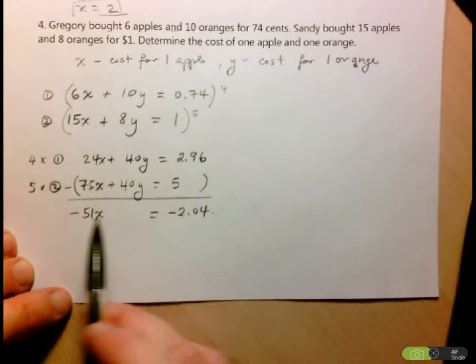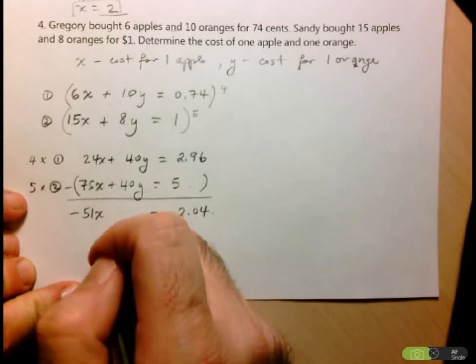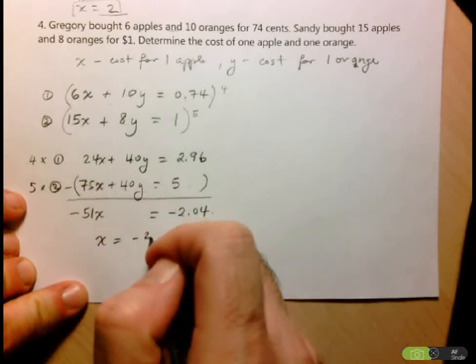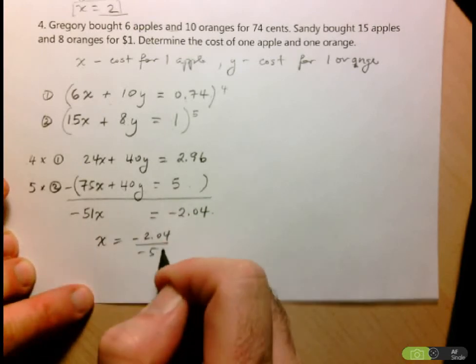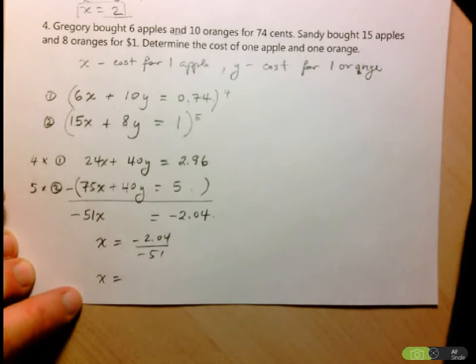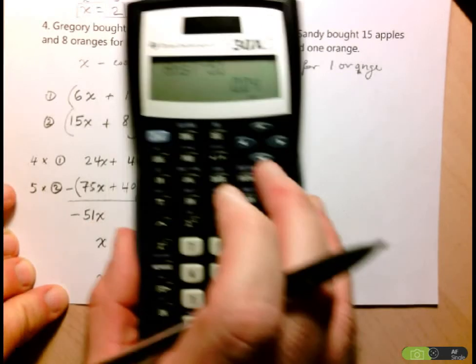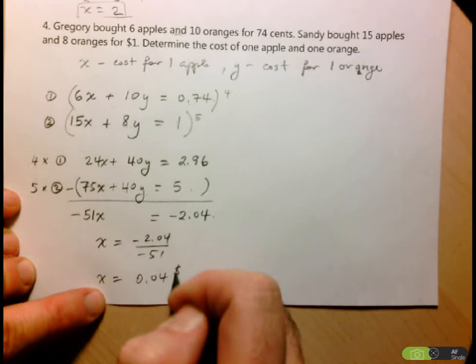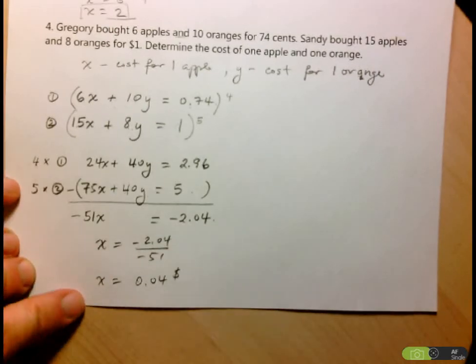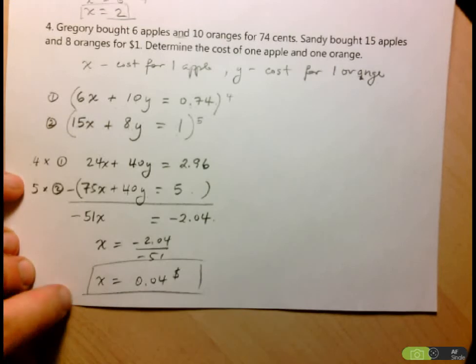But similar to before, now I have an equation that has only one variable. So I can solve this. Negative 51x is equal to negative 2.04. And now divide both sides by negative 51. So x is equal to, so negative 2.04 divided by negative 51 is equal to 4 cents. Okay, 0.04, so $0.04 is the same as 4 cents. So here the cost for one apple, 4 cents.